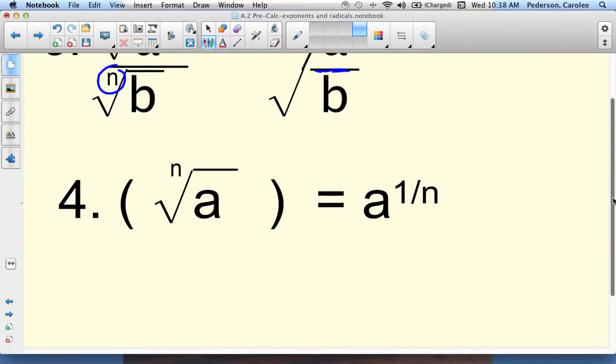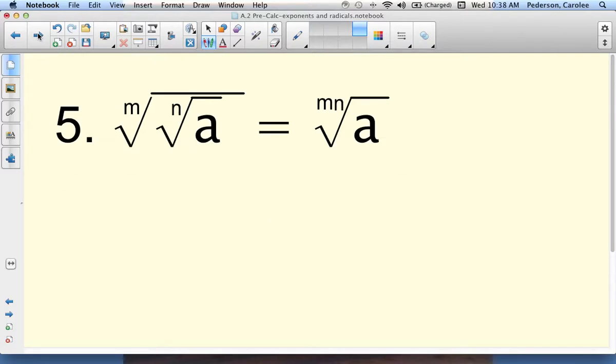The fourth property has an index of n raised to the first power. It can be written as a fraction, a raised to the 1 over n. And our last property is a radical within a radical. You can multiply the two indexes together and convert it to one radical.